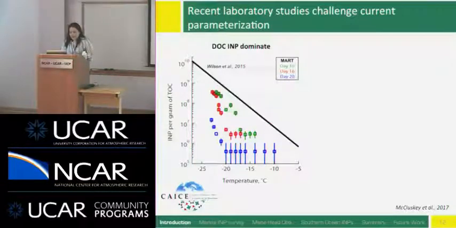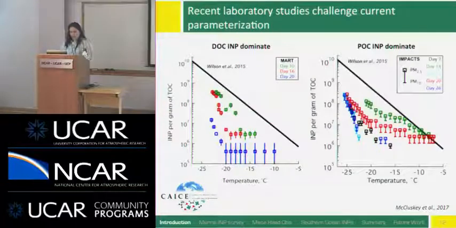Now, this experiment was an experiment where we think that our ice nucleating particle population was dominated by the DOC type, the smaller size. When we look at our other experiment, where the type of INP were more dominated by the particulate organic carbon, so the larger INP types, we see an improvement in our comparison, where our highest INP concentrations are closer to that parameterization. However, most of the data fall far below what is predicted.